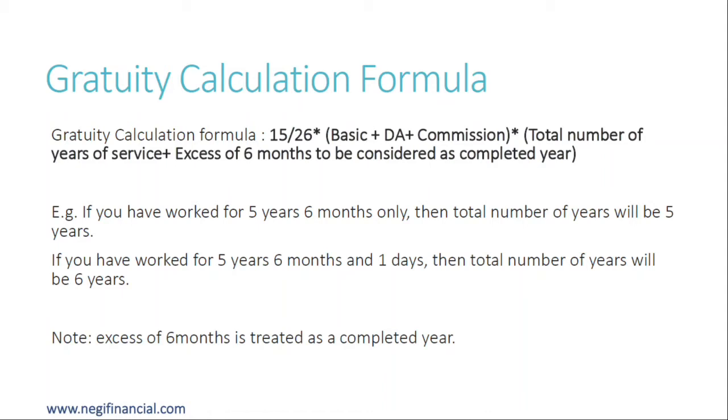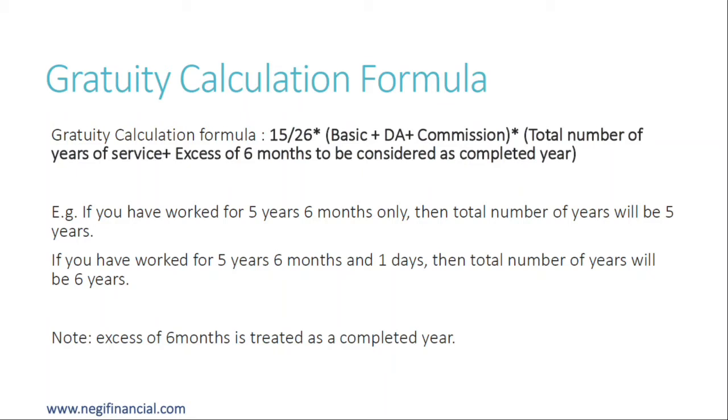For example, if you have worked for 5 years 6 months only, the total number of years will be considered as 5 years. And suppose you have worked for 5 years 6 months and 1 day, then the total number of years will be 6 years. So the point to be noted: any excess of 6 months is treated as a completed year.